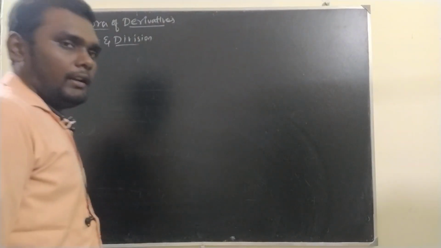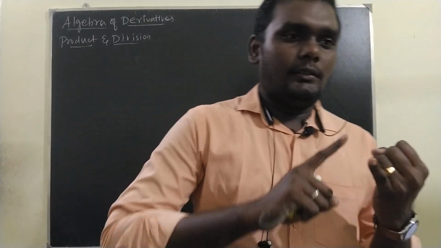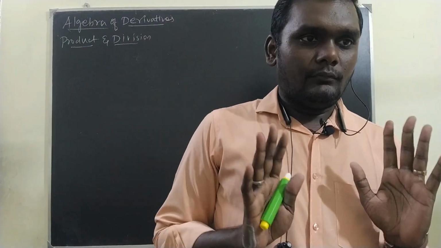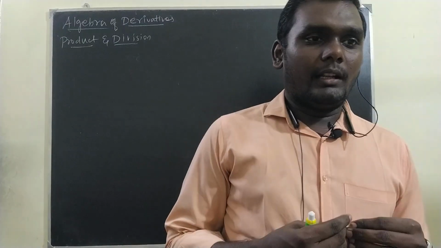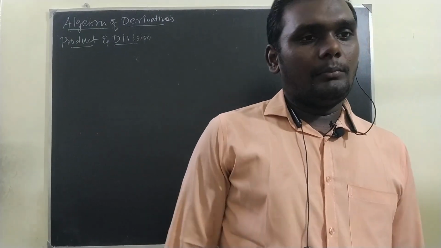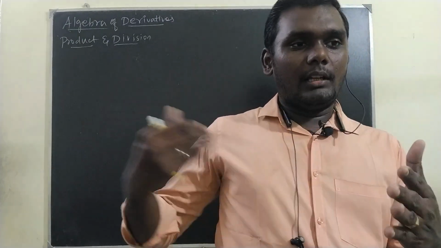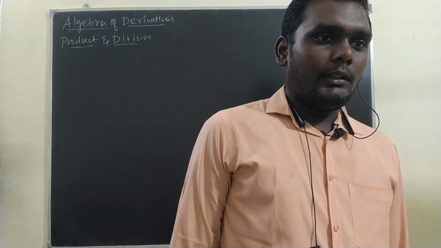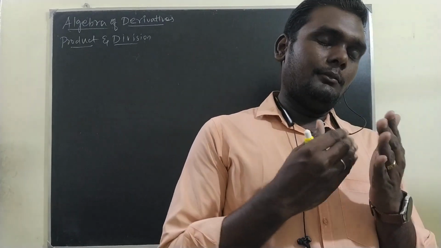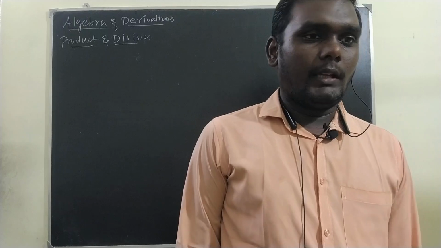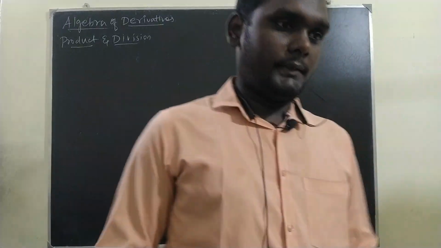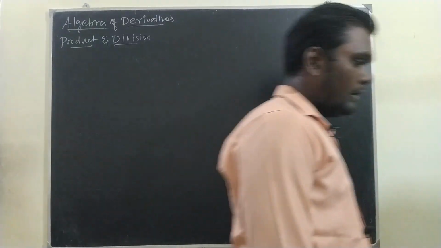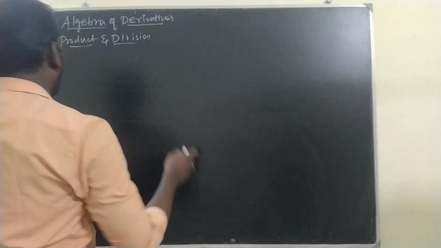Like in the algebra of derivatives, previously we were seeing addition and subtraction alone. That is it. So whenever that comes, we just find the derivative separately and add or subtract accordingly. It works for more than one function, n functions also we can take. Suppose the function comes in product.